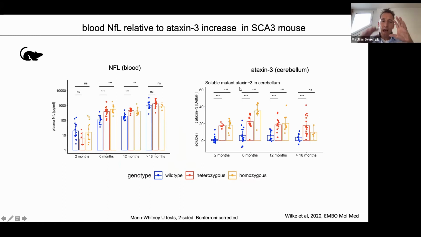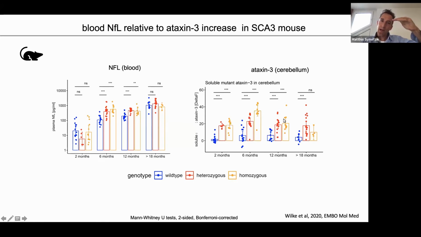The final question then is, how is the NFL increase related to ATXN3 increases? And here I just showed the soluble ATXN3, but the aggregated was pretty much the same in the cerebellum. So not in the blood, but in the tissue, extracted from the cerebellum. And what you see here, first of all, is that ATXN3 already ramps up at month 2, at the stage where you do not yet see any differences in terms of NFL or PNFH in the mice. So ATXN3 is definitely there earlier. However, what you can also appreciate is that ATXN3 then does not go further up. So while NFL goes further up, ATXN3 does not.